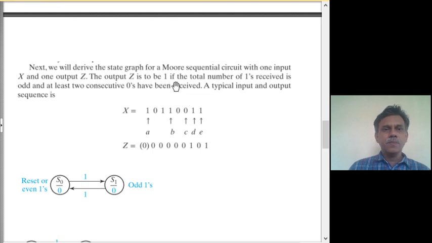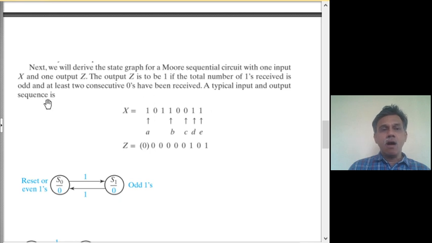Let me read. The output Z is to be 1 if the total number of ones received is odd and at least 2 consecutive zeros have been received. In all other cases, the output should be 0. So what we are looking for is, in the input sequence that is received, starting from the first bit, you should know whether the number of ones that has occurred is odd or even.